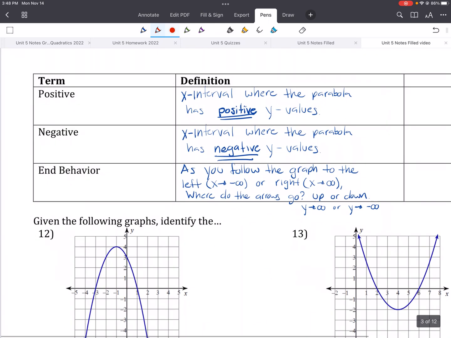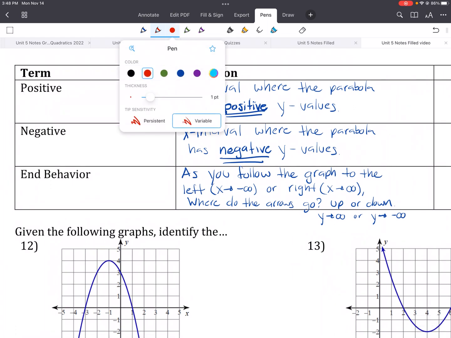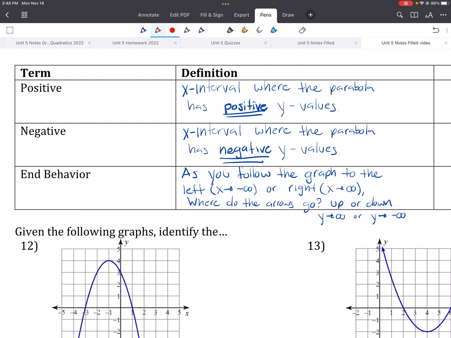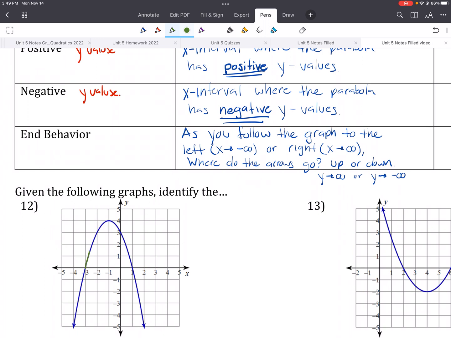All right, the last 3 is positive, negative, and end behavior. Okay? So positive and negative basically is positive y values and negative y values. So positive y values are an x interval where the parabola has positive y values. So positive y values would be these. Okay, I'm going to try and highlight that a little bit for you to see. Okay, those are all positive y values, but again we use the x-axis to write down our interval.